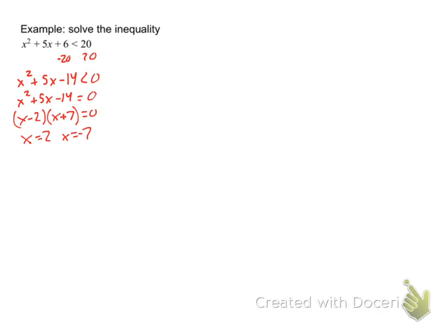And now I can graph them on a number line. Now be careful with your order. Negative 7's over here, 2's over here. The original problem was less than.